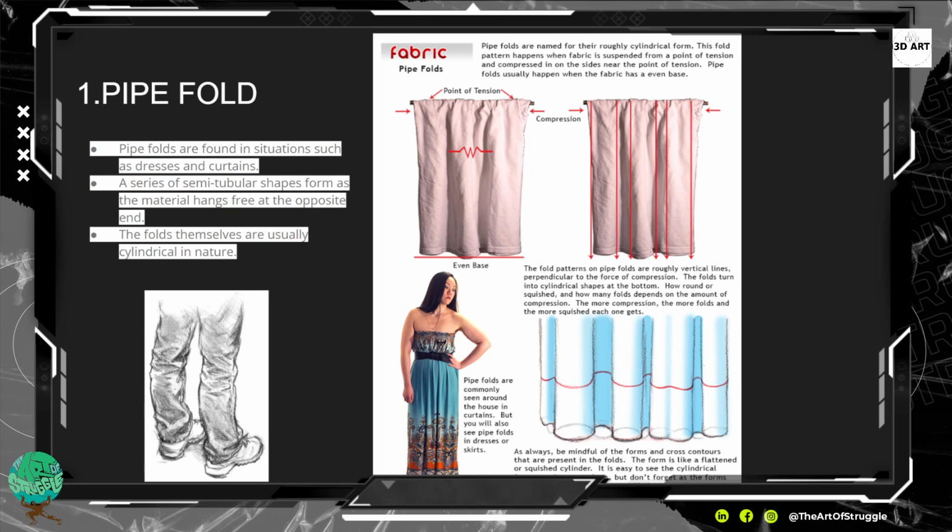So pipe folds are found in situations such as dresses and curtains. A series of semi-tubular shapes form as the material hangs free at the opposite end. The folds themselves are usually cylindrical in nature, and sometimes you'll get this undulating, up, down, up, down kind of shape when it comes to pipe folds, right? Because that's where they get their name, the pipe fold.